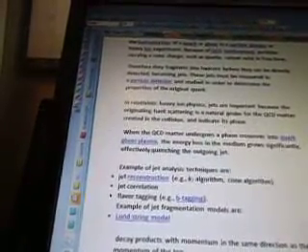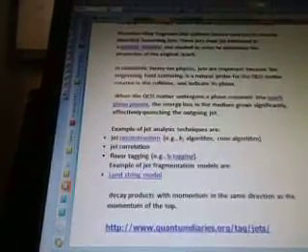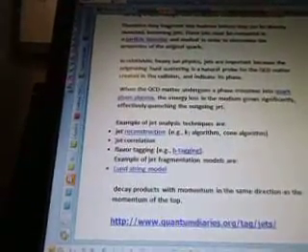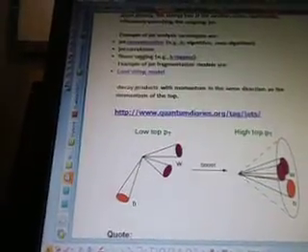When the QCD matter undergoes a phase crossover into quark-gluon plasma, the energy loss in the medium grows significantly, effectively quenching the outgoing jet. Examples of the jet analysis techniques are jet reconstruction, kT algorithm, cone algorithm, jet correlation, flavor tagging, b tagging, which I cover in a later video, just so you know. Examples of jet fragmentation models are the Lund model.